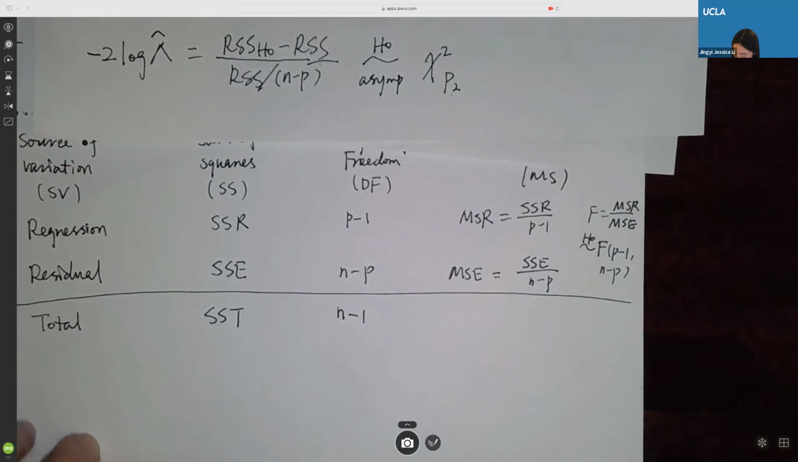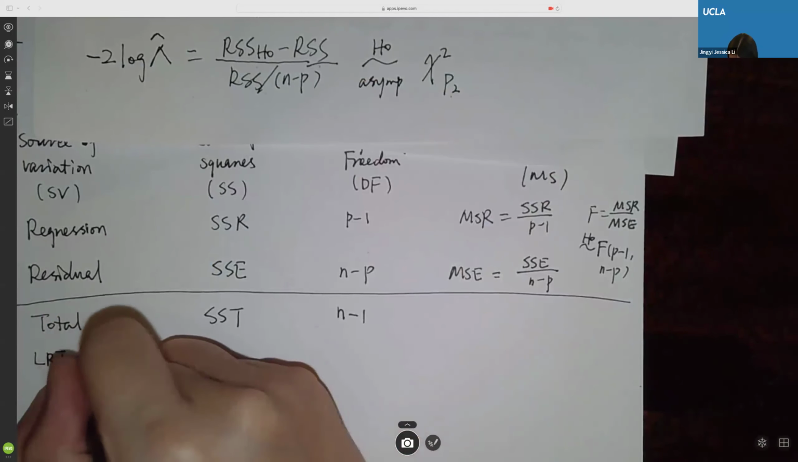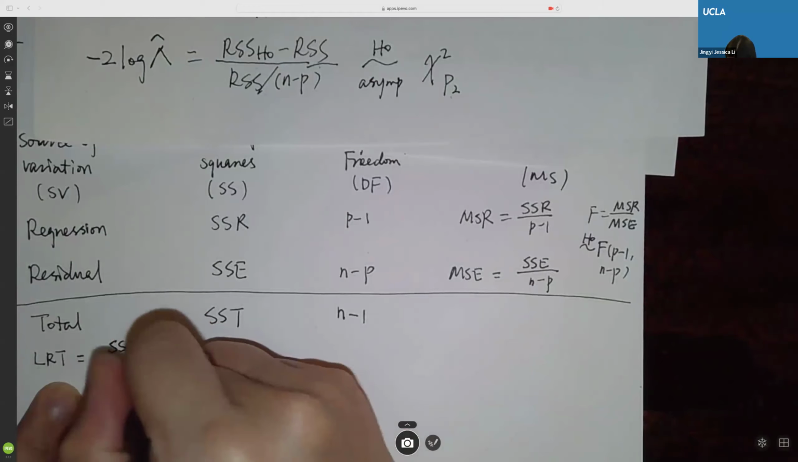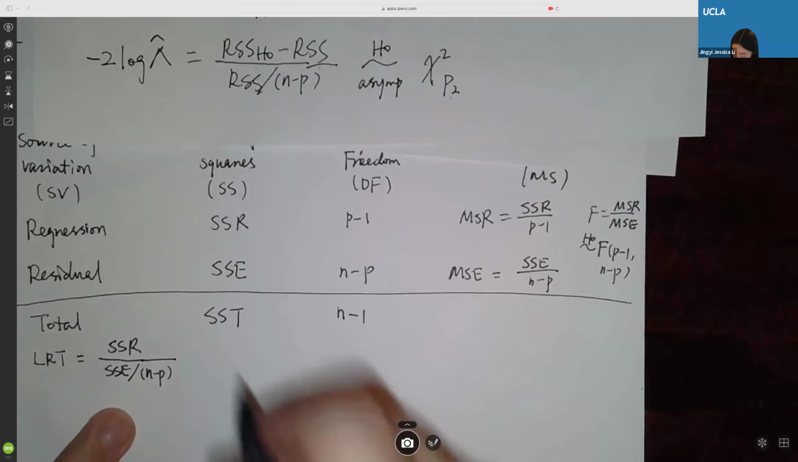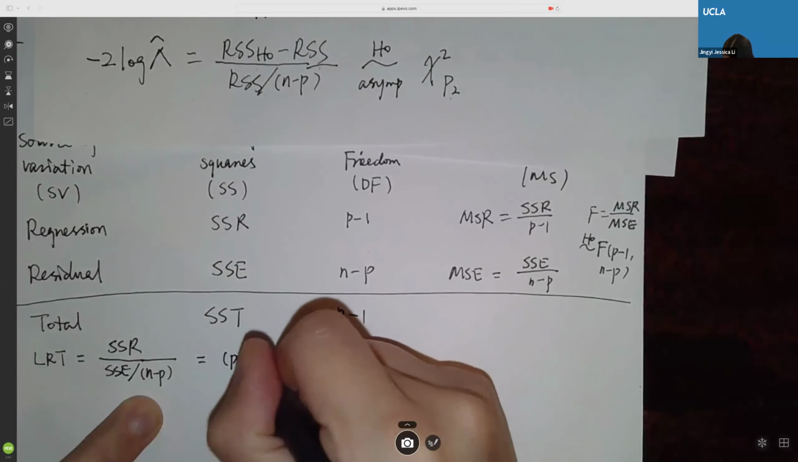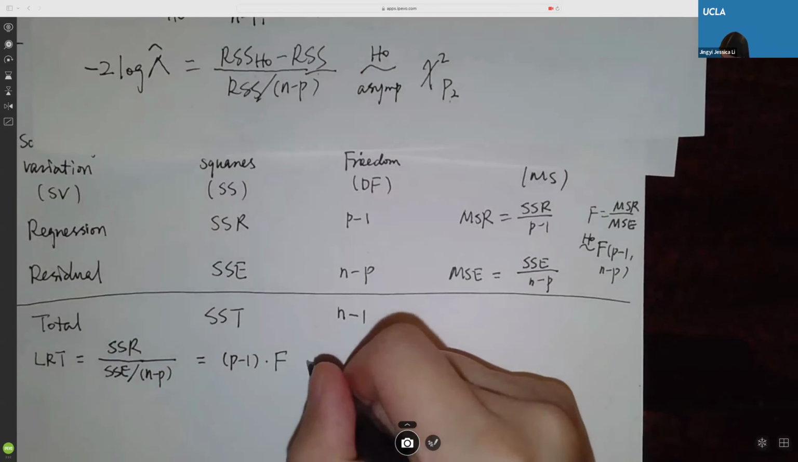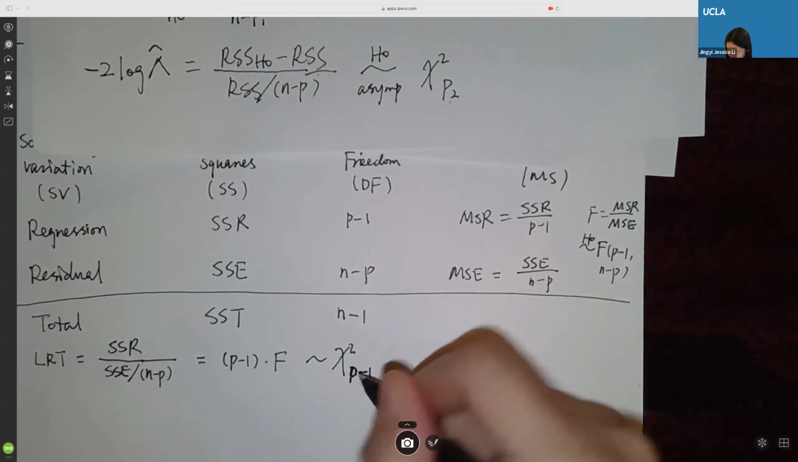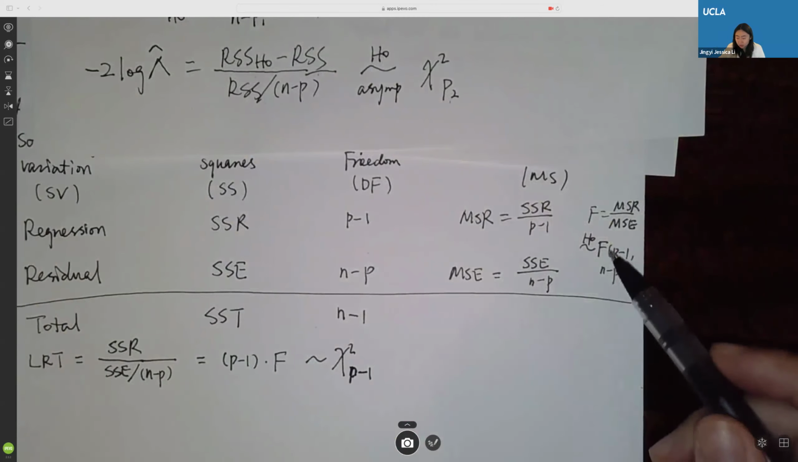And let me try to summarize what I just said. If you go back to the likelihood ratio test, you are basically using our term here, SSR over SSE divided by n minus p. Okay, and this happens to be just p minus 1 times my F statistic. And this one I would say follows chi-square distribution with p minus 1 degrees of freedom. Okay, and this is exactly the asymptotic distribution of F.